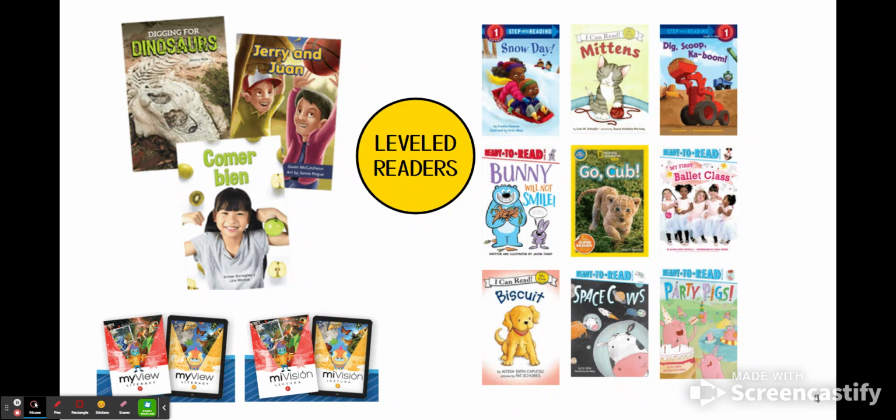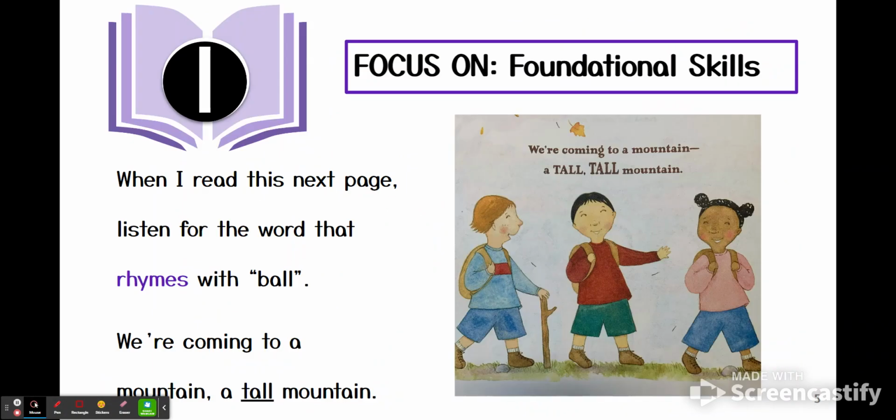These books could be read independently by the student on their own, or most often read with some help from an adult. No matter what kind of book you're using for a read aloud, there are different ways, different things you can focus on. The first thing that we're going to look at is focusing on foundational skills. So these are things like syllables, or rhyming, or beginning, middle, and ending sounds. Okay, so focusing on those basic foundational skills that all students need in order to become great readers.